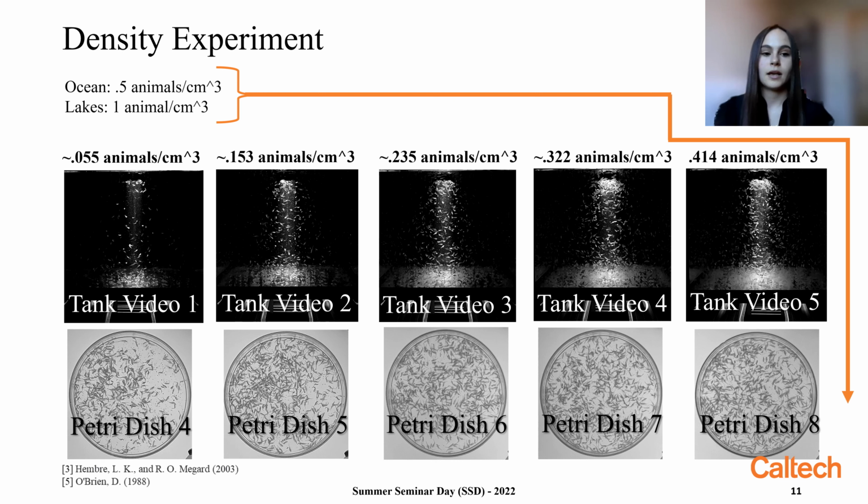Note that observations of diel vertical migration in the ocean have shown animal number densities as high as 0.5 animals per cubic centimeter. The density in lakes is even higher, up to 1 animal per cubic centimeter. This data shows a great understanding of how the animal number densities change with added shrimp.